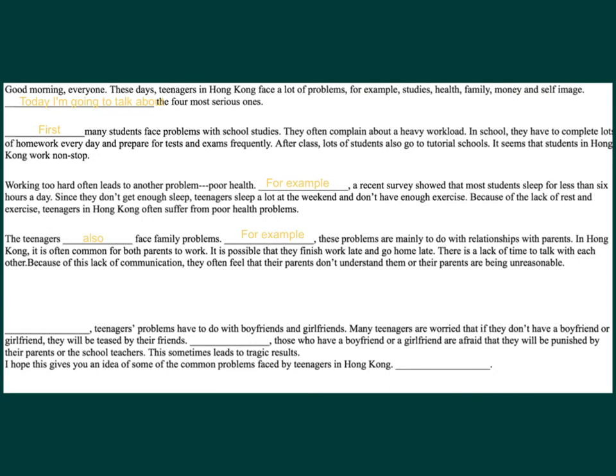The teenagers also face family problems. For example, these problems are mainly to do with relationships with parents. In Hong Kong, it is often common for both parents to work. It is possible that they finish work late and go home late. There is a lack of time to talk with each other. Because of this lack of communication, they often feel that their parents don't understand them or their parents are being unreasonable.